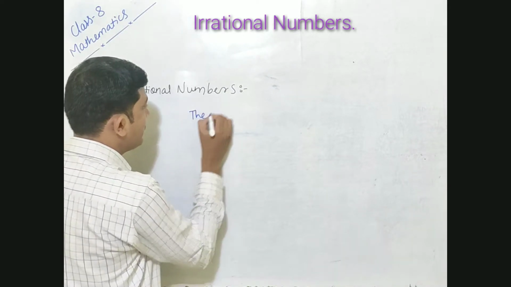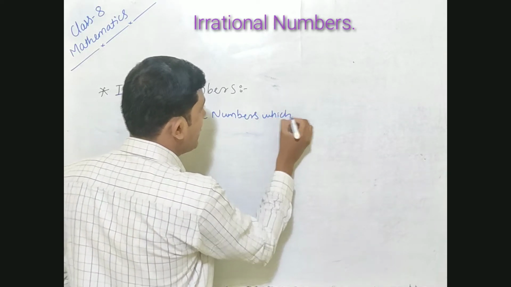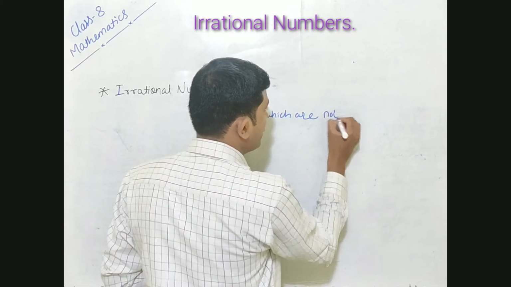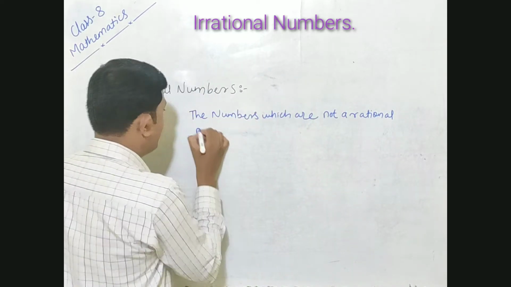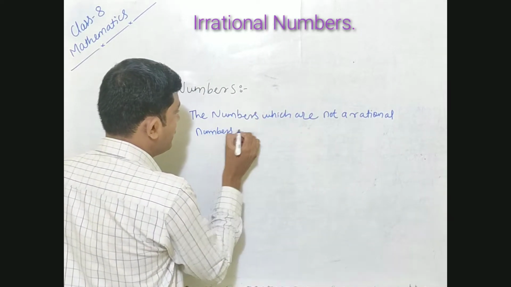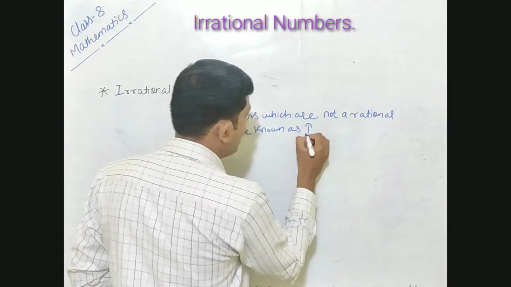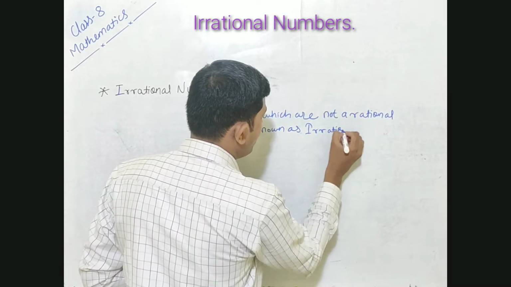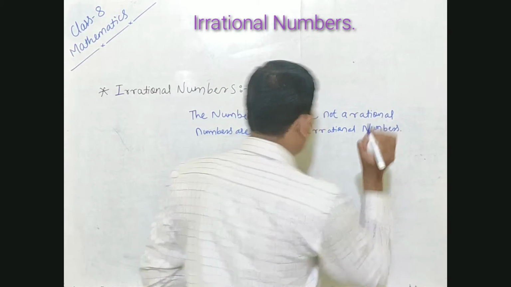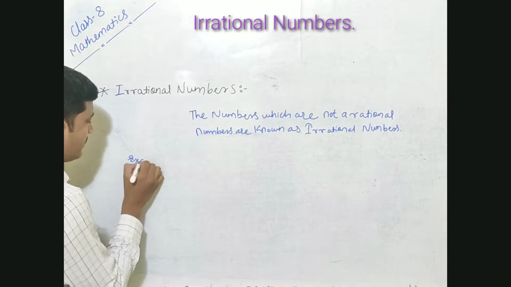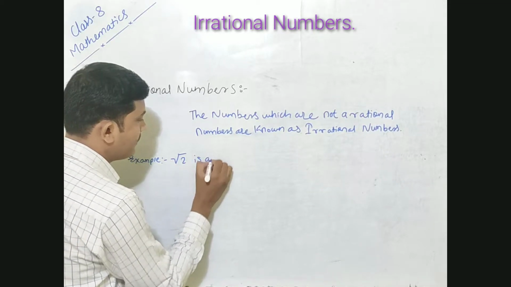The numbers which are not a rational number are known as irrational numbers. For example, root 2 is an irrational number.